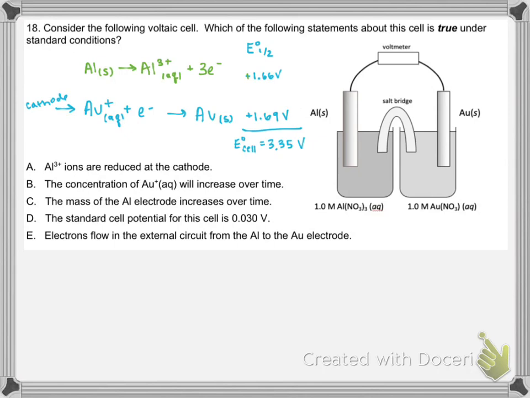But if I wanted to combine these two equations to add them together, I would need to adjust them a little bit to make sure that my electrons would cancel. To do that, I need to write a 3 in front of the bottom reaction so that our 3 electrons would cancel. And our new overall reaction would be 3 gold ions reacting with aluminum metal to produce 3 gold solids and aluminum ions.